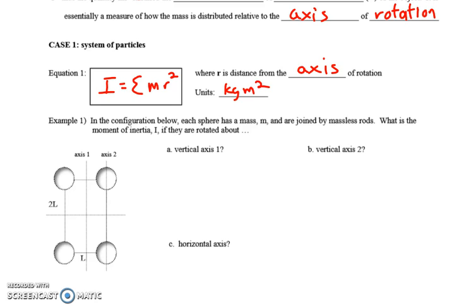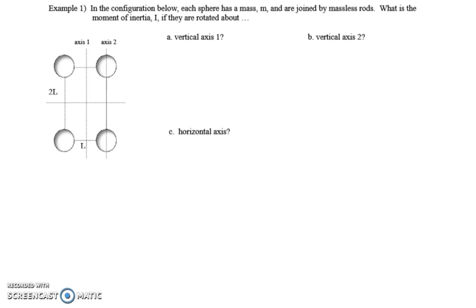All right, so let's look at a very important case. This is going to come up again, so pay very close attention. Let's say I have a system of 4 spheres that are connected by very light rods, and each sphere has a mass of m. And we're going to have them rotate as a unit, all 4, they're connected, remember, about 3 axes. One axis is here, another axis is here, and then the third axis is there.